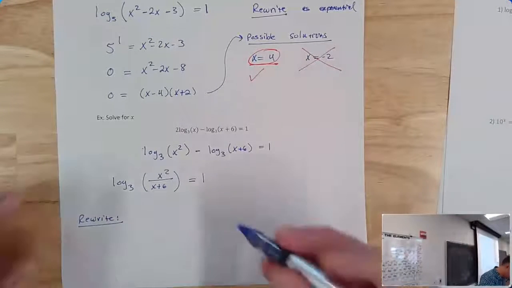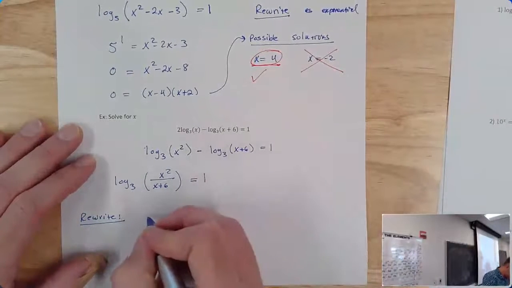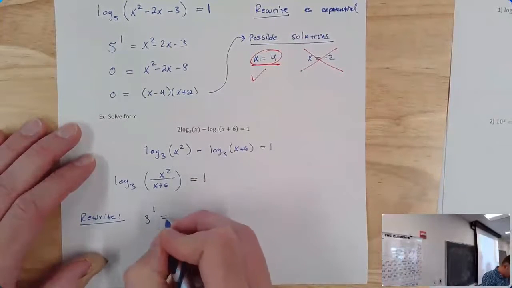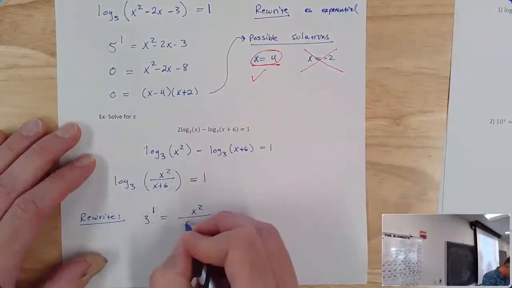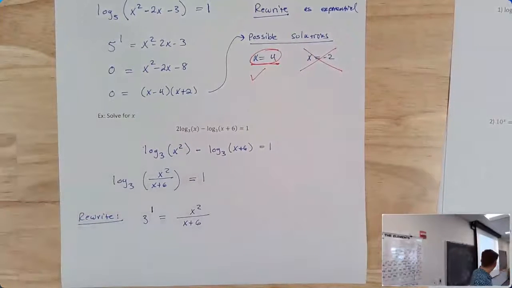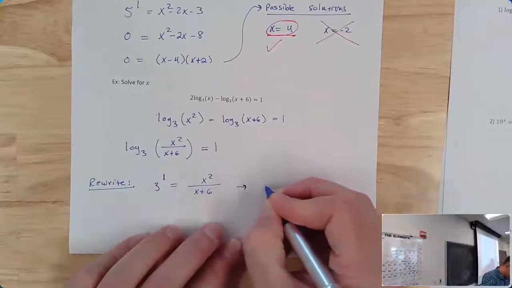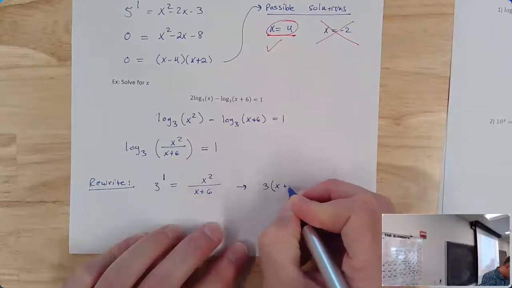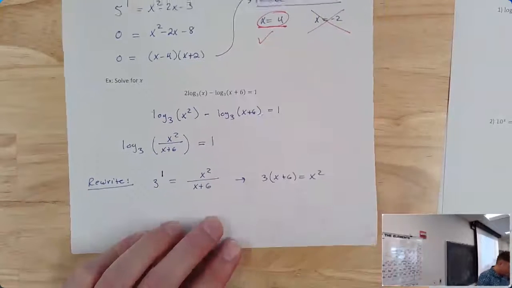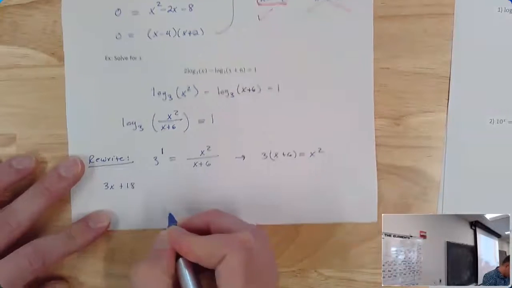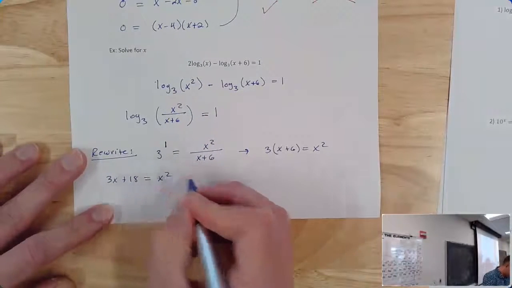Okay. So let's see. I'm going to rewrite this as 3, my base, to my exponent 1 equal to x squared over x plus 6. And if I was going to try and solve this, I would probably then multiply both sides by that denominator. So I've got 3 times x plus 6 equal to x squared, or 3x plus 18 equal to x squared.